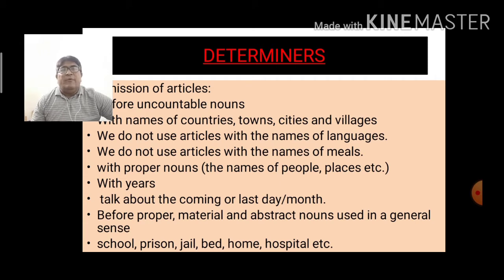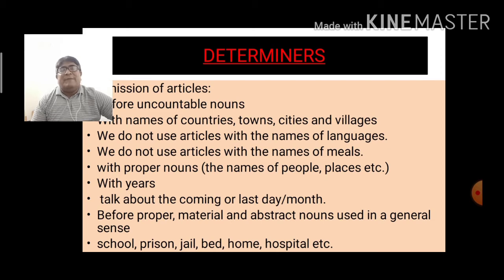Then before proper nouns, the names of people, places, etc., we cannot use articles. Even with years, for example, I was born in 1979. So before years we cannot use articles. Even we cannot use articles before the last day, we can say month, etc. Also before proper materials and abstract nouns used in a general sense.